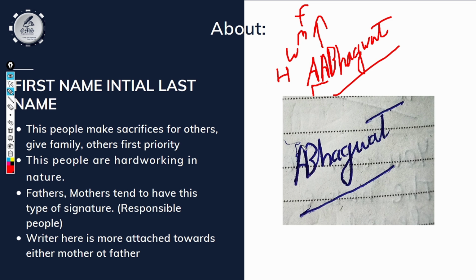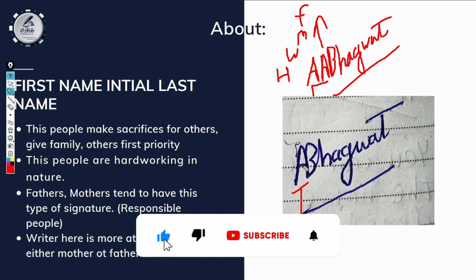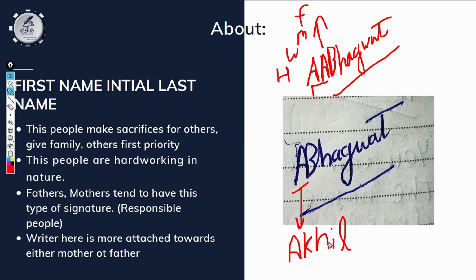I believe you have understood the concept. It is very simple. Let me explain it again. So how to find this particular signature? Firstly, the first name initial. The writer has written only his first name initial. His full first name may be like this, yet here he has only used his first letter. Okay, and then the full last name.